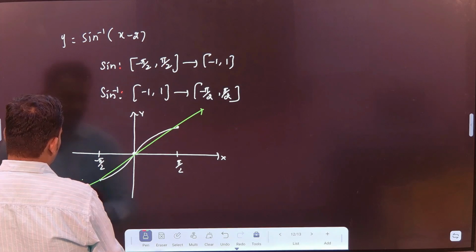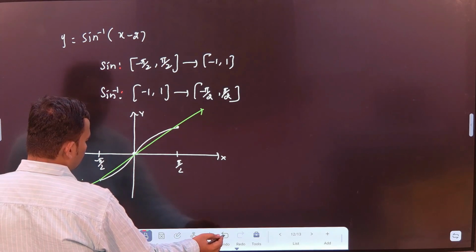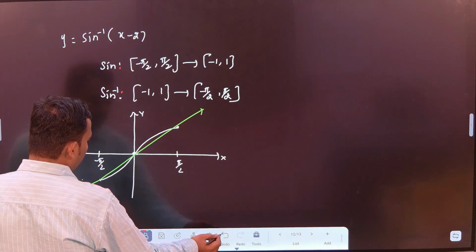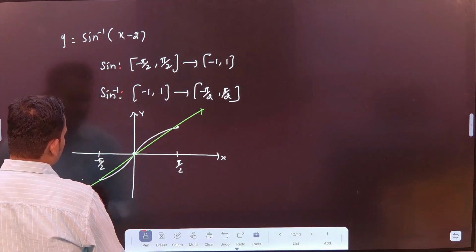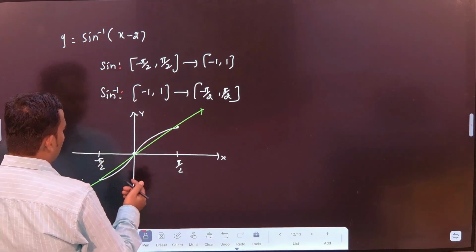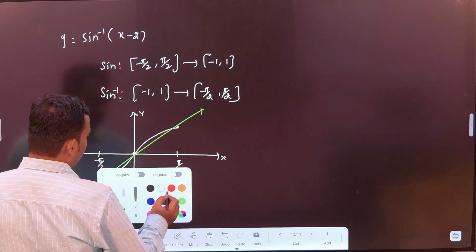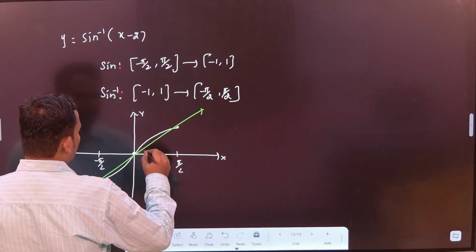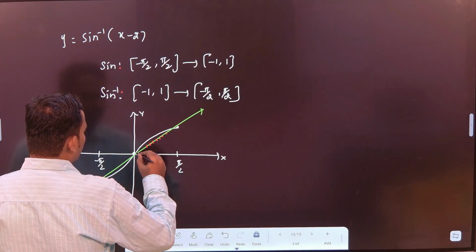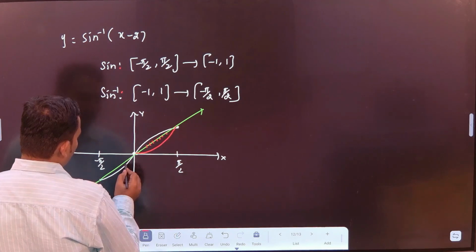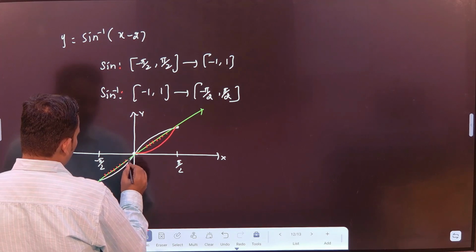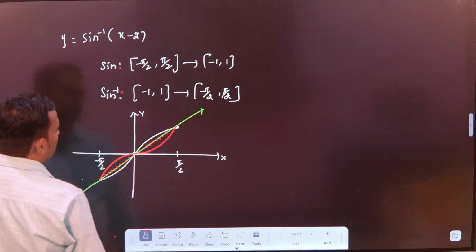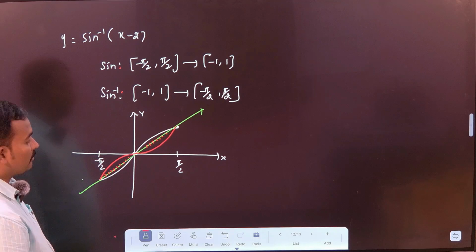Y axis, y, not y axis. You have to take y is equal to x as the mirror. That means what? When you take the mirror, this portion will come like this, okay, this portion will come like this, right? This is the inverse of the graph.